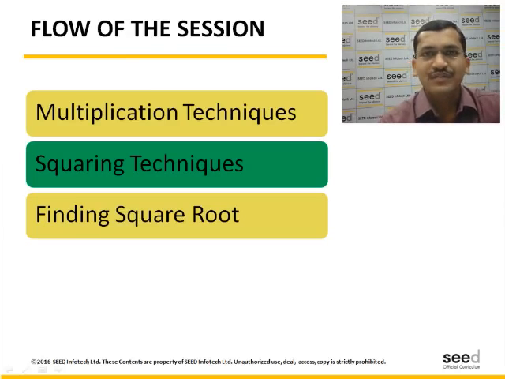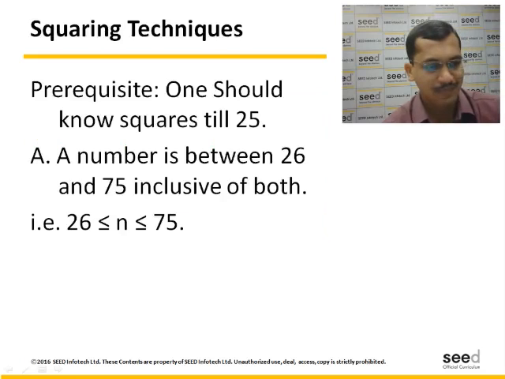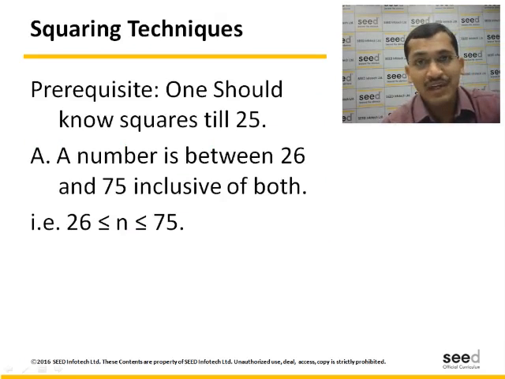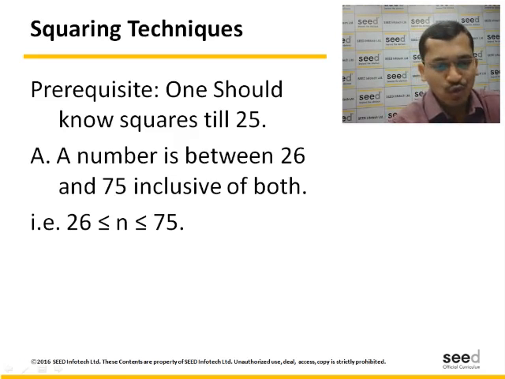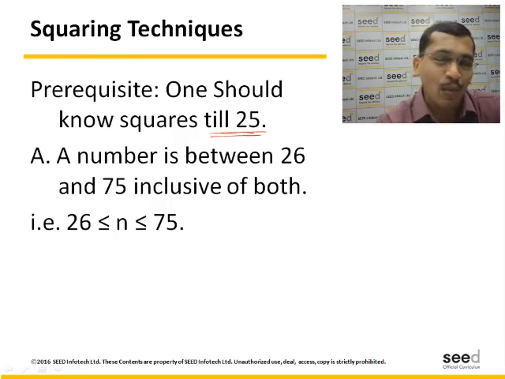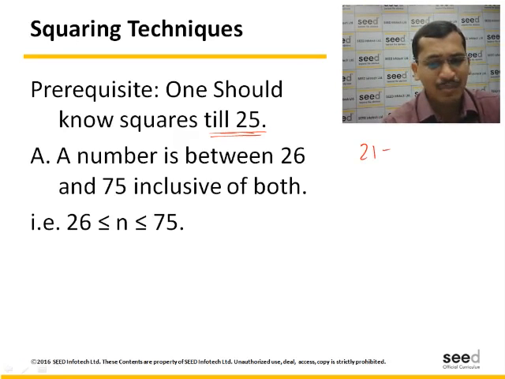Now let's go to some squaring techniques. Here we'll see how to square a number. The prerequisite to understand these methods and to apply them fast is that we should know squares till 25. I'm sure remembering squares till 25 is not a big task. Probably almost everybody knows squares till 20, so simply doing 21 to 25 is probably a one hour task, right? Finish that immediately and then you will be able to enjoy this a lot.